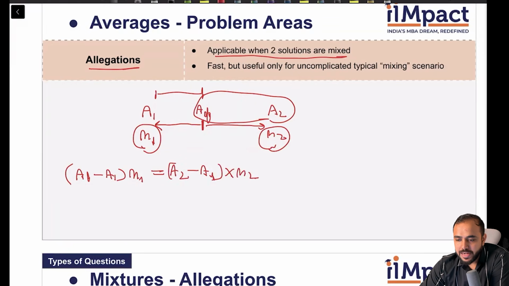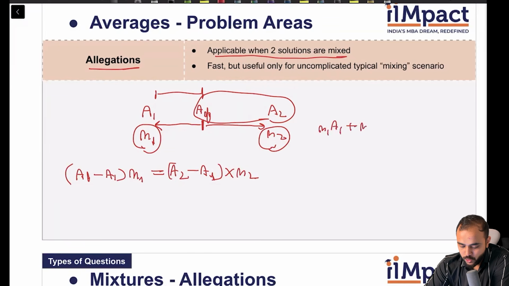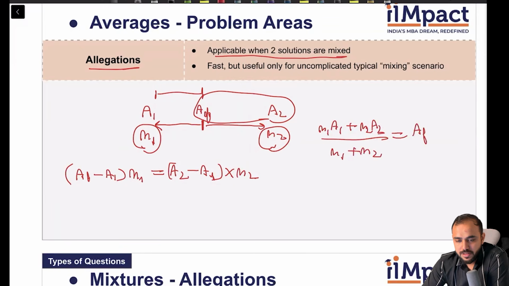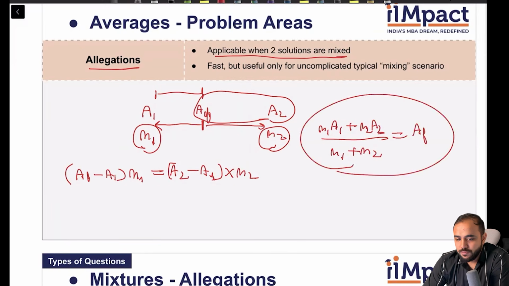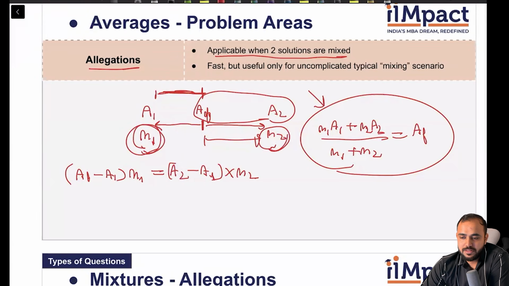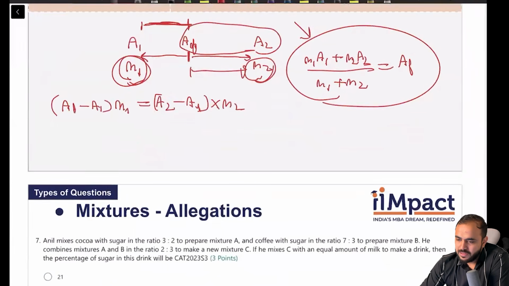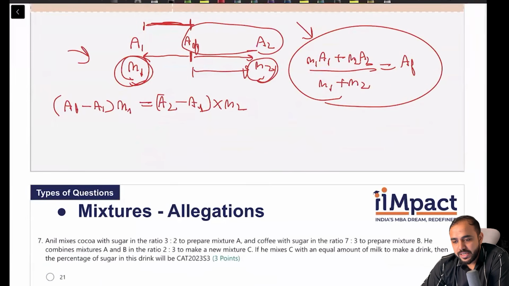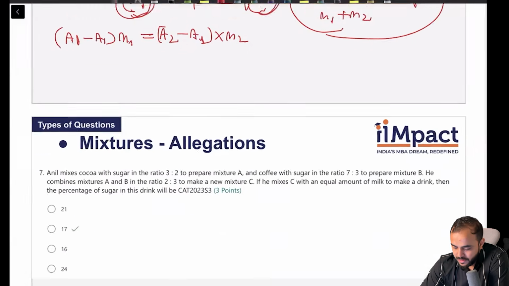Obviously, you could have directly written this as weighted average also. N1 into A1 plus N2 into A2 divided by N1 plus N2. This is going to be AF. You could have directly written this also. And for the longest time, I only did this. It's just that when these gaps are very clearly given to you, it makes more sense to actually use N1 and N2 alligations. Otherwise, I don't really see a need. So I will show you. This is all alligations is equating negative difference to positive difference.